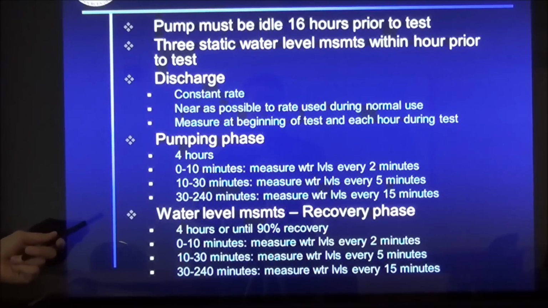So for the first 10 minutes, again, we're measuring water levels every 2 minutes. From 10 to 30 minutes, measuring every 5 minutes. And then from 30 minutes until the end, you're measuring every 15 minutes.